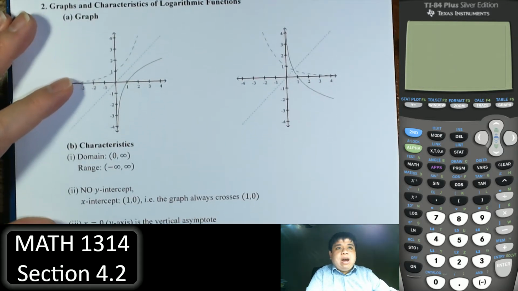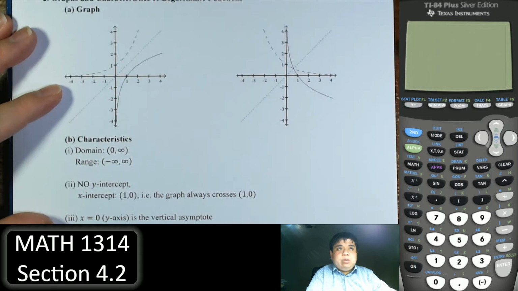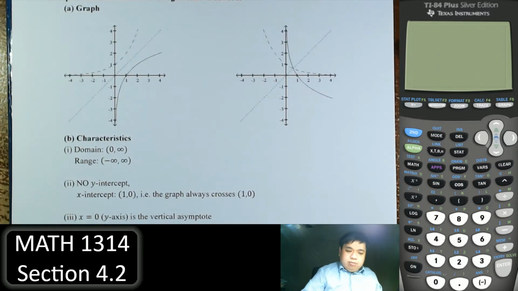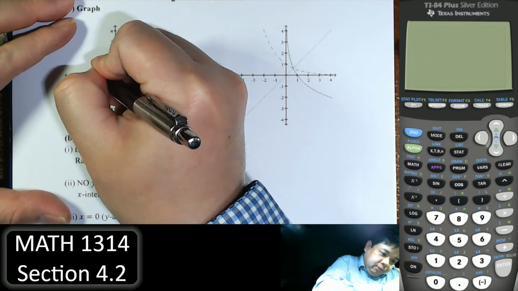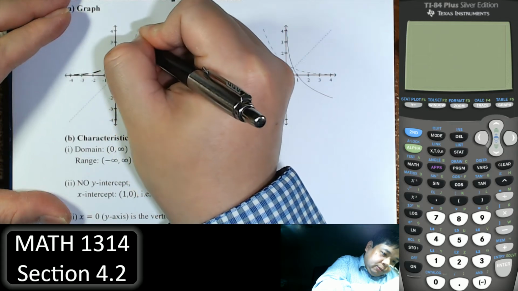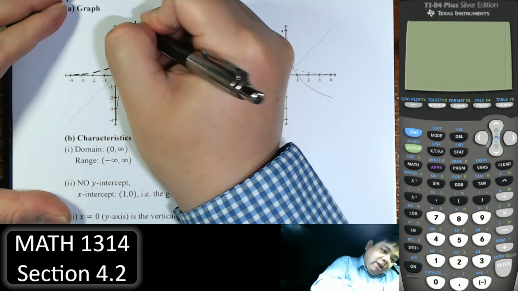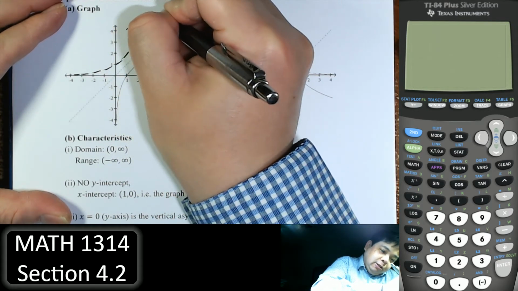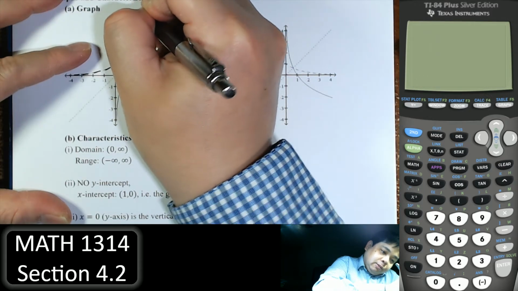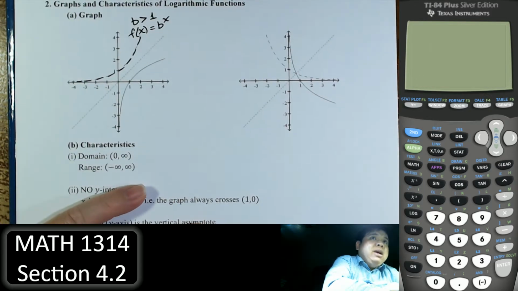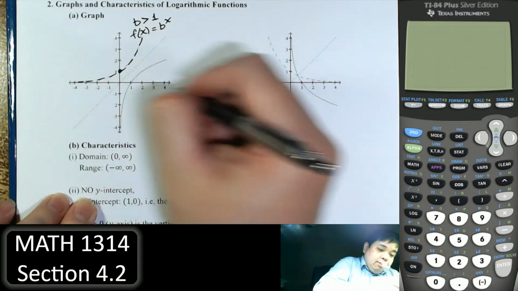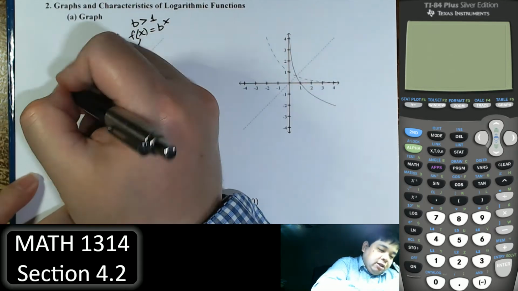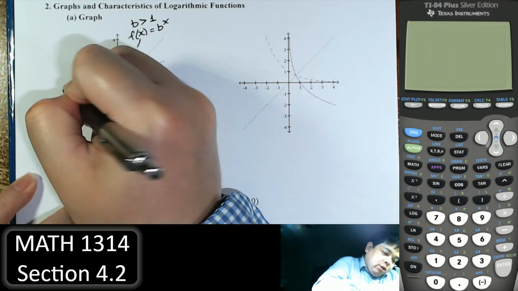Now let's look at the graph and characteristics of the logarithmic function. So before we do anything, just a review. We have the exponential function. In this case, b is greater than 1. We go to this point and have the horizontal asymptote. So that is the exponential function.